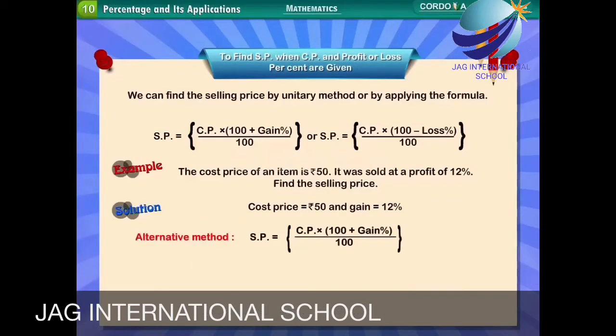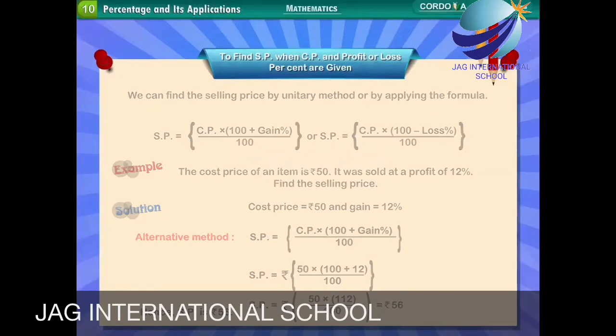Alternative method: SP = CP × (100 + gain percent)/100. SP = rupees 50 × (100 + 12)/100. SP = rupees 50 × 112/100 = rupees 56. Hence, SP is rupees 56.